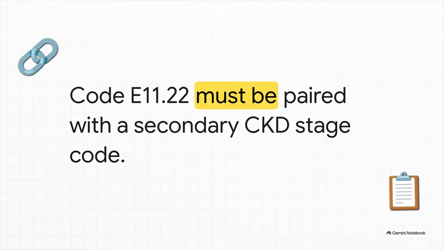But wait, there is a tiny catch when it comes to the kidneys. If you use E11.22 to say your patient has type 2 diabetes with chronic kidney disease, your job isn't quite done yet. The guidelines state you must sequence the appropriate N18 secondary code right next to it. Why? To identify the exact severity or stage of the kidney disease. For instance, pairing E11.22 with N18.4 tells the payer exactly what they need to know. We're dealing with type 2 diabetes causing severe stage 4 CKD.